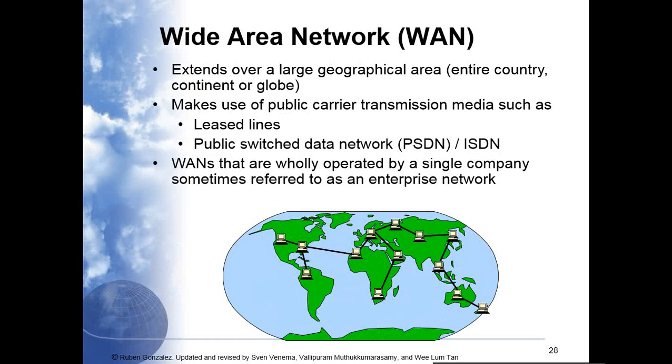A wide area network extends over a large geographical area, an entire country, continent, or globe. It makes use of public carrier transmission media like leased lines or the PSTN, ISDN, or the different kinds of telephone networks that are available. Wide area networks that are wholly operated by a single company might sometimes be referred to as an enterprise network. That might be a very, very large company. The basic idea here is the scale. This is a much, much bigger scale.